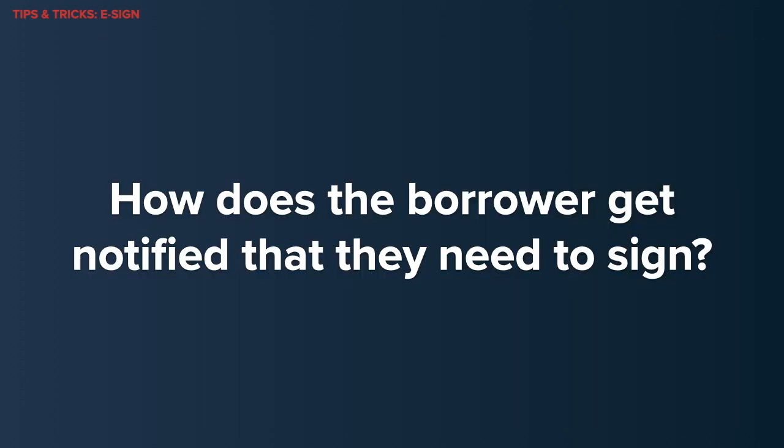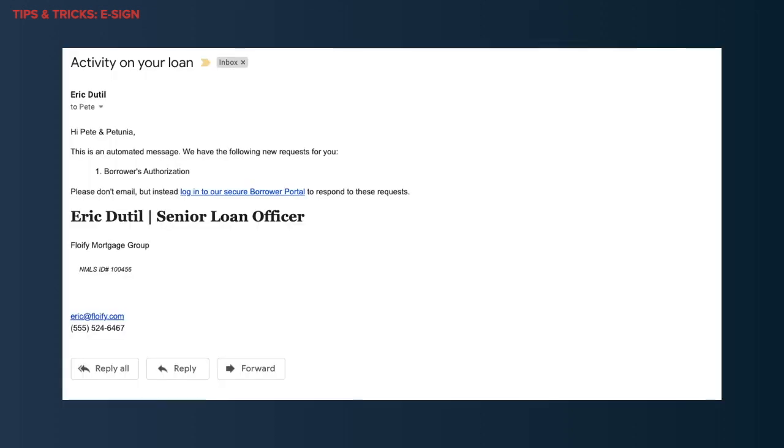All right, how does the borrower get notified that they need to sign? So once you put an e-signature doc together and send it out to the borrower, how do they get notified? So they're going to get an email. Whenever you add an e-signature doc, an email is going to go out to the borrower. It's called the Add New Doc Notice, and it's going to let them know that there's new activity on your loan. So it's going to let them know, hi, Pete and Petunia, this is an automated message, and we have the following new request for you. And it is going to show that borrower's authorization there. Now, the email is the same whether you use the Floify eSign or DocuSign. They're going to receive the same email here.